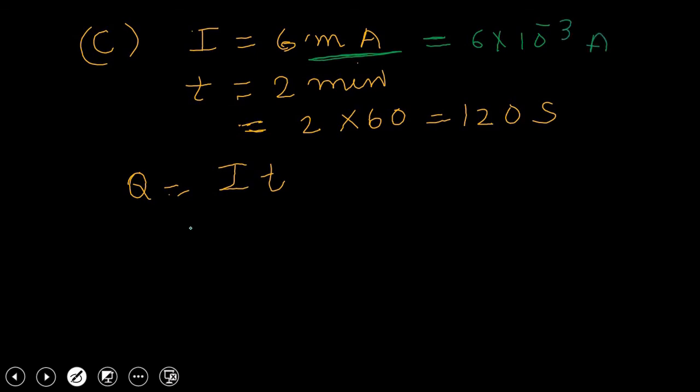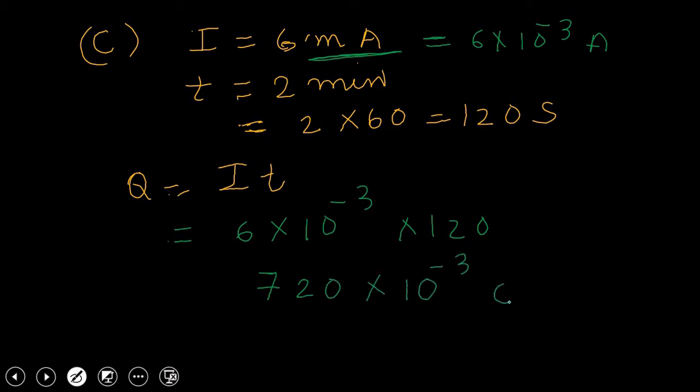So we can substitute the values here. 6 into 10 to the power minus 3 ampere into 120 seconds. On calculating, we will get the answer 720 into 10 to the power minus 3 coulomb. Or we can further simplify as 0.720 coulomb.